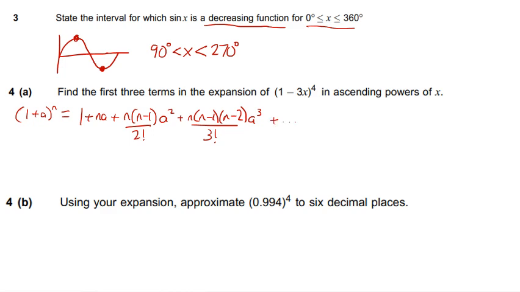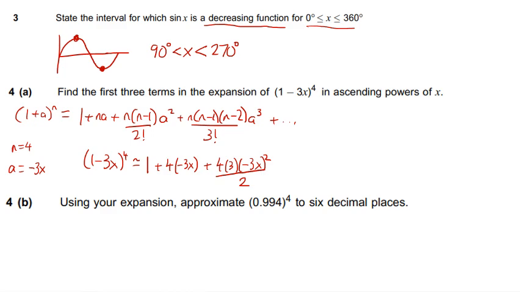and so on. Okay, so we just want the first 3 terms, and here we've got n is equal to 4 and a is minus 3x. So if we substitute those in, then we get 1 minus 3x to the 4 is 1 plus 4 times minus 3x plus 4 times 3 times minus 3x all squared, so that's your a squared, and then divided by 2 factorial, which is just 2. So then it's just a case of simplifying all that.